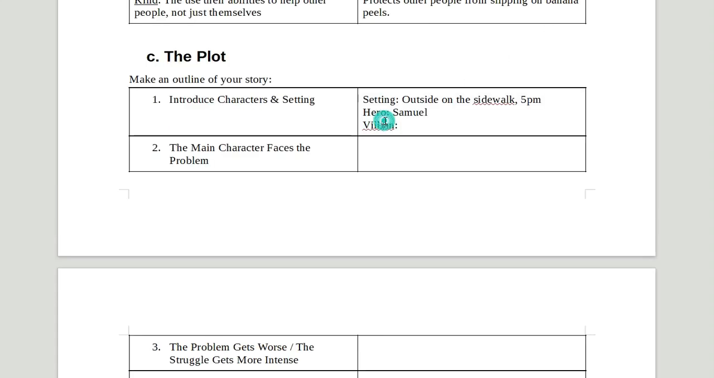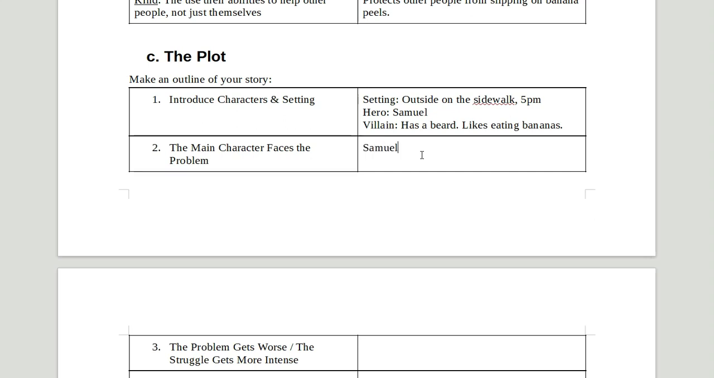Oh, I spelled villain wrong. There. Who's our villain going to be? Our villain is going to be the person who is littering. Okay, so what can we say about him? Well, he has a beard. And he likes eating bananas. There. I'm sure that you're going to do a much better job than I did, with a lot more detail than I did. I'm just doing this quickly so that you can get an idea about how to do it yourself. The next part is the main character faces the problem.